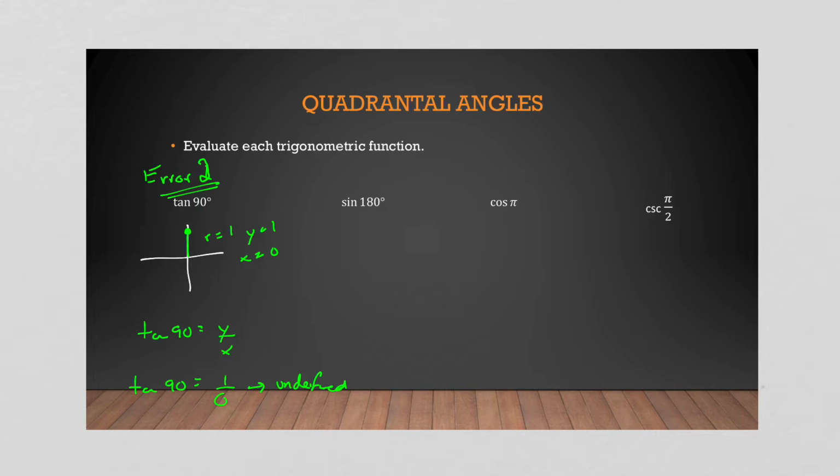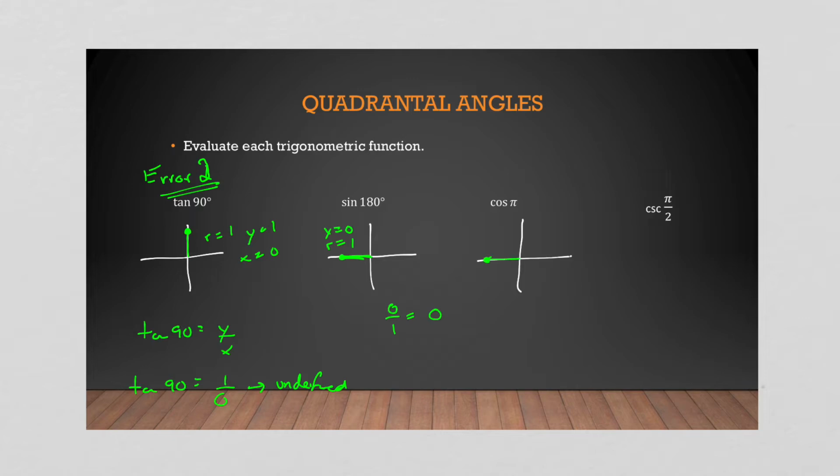So now what about sine of 180? Again, let's draw our little grid here. Where is that line? That line is lying right here. In this case, my y value is 0, and that's really all the information I need. My r is going to be 1. So sine of 180 is 0 over 1, which is 0. Cosine of pi, well, again, pi is exactly the same as 180, so we exist here.